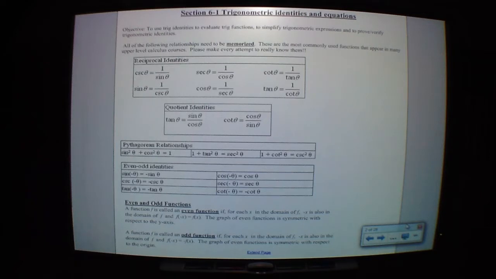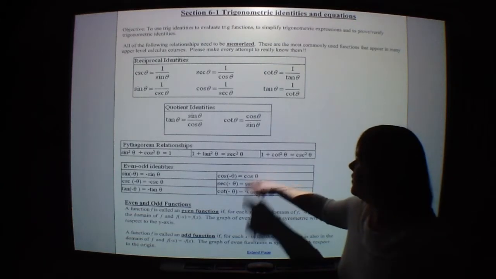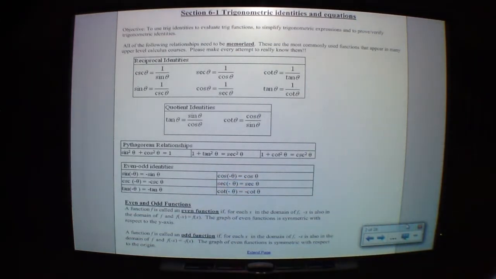You need to know Pythagorean relationships. Sine squared plus cosine squared is equal to 1. 1 plus tangent squared of an angle is equal to secant squared of an angle. And 1 plus cotangent squared of an angle is equal to cosecant squared of an angle. You also need to know these even functions and odd functions. Even, odd. So take a look at them, make sure you know them.